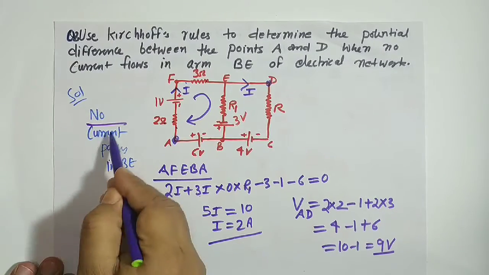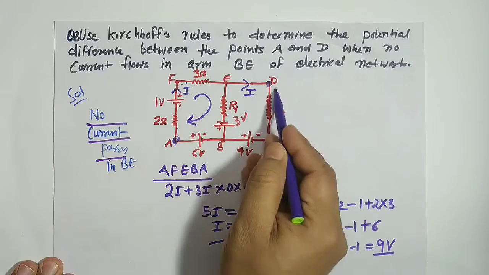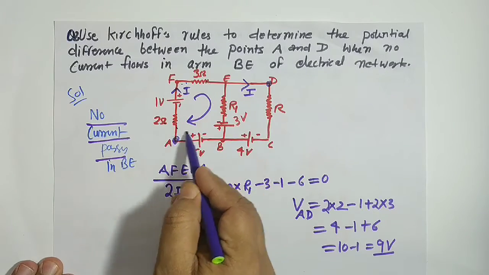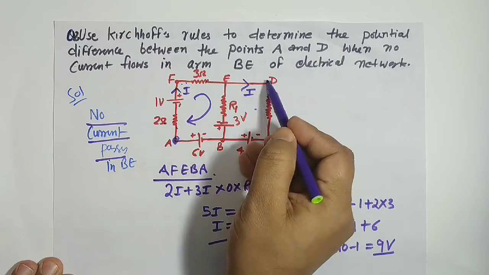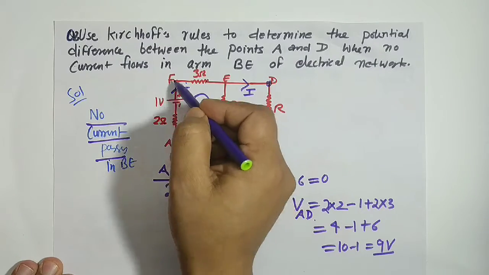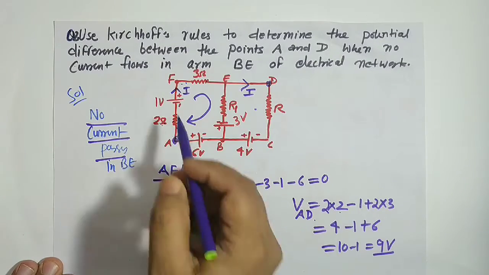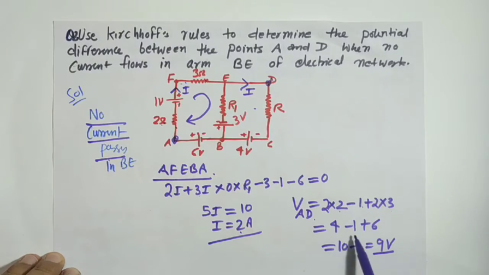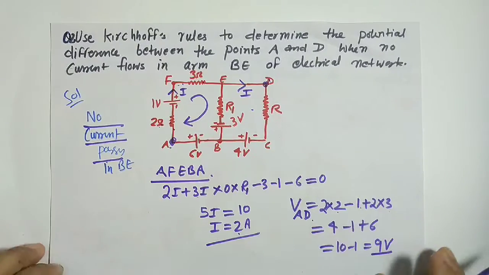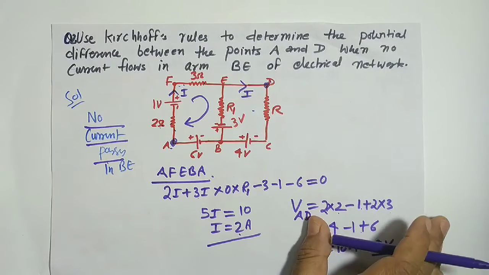Very simple, no current passes in BE. So I will go in this side. You applied the Kirchhoff law here, you got I. And you don't need this circuit, so you want the potential difference between A and D. So you follow this path: 2 into I, 2 to the 4, then minus 1, then 2 into 3, 6, 6 plus 4, 10 minus 1, 9 volt will be the potential difference. So this is question number 2.